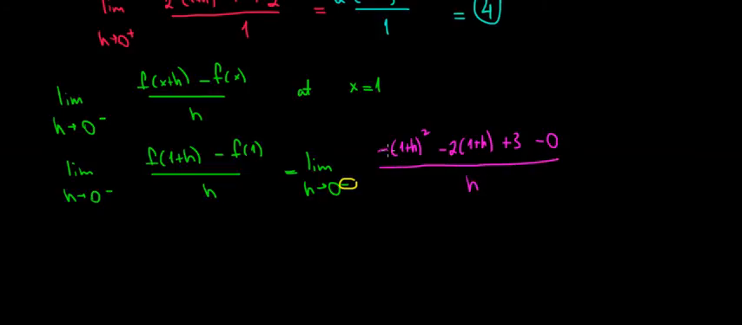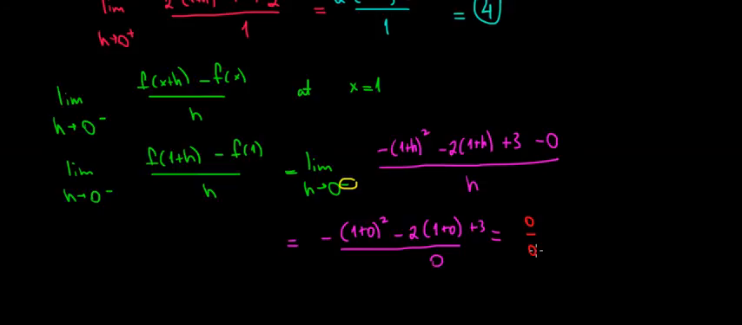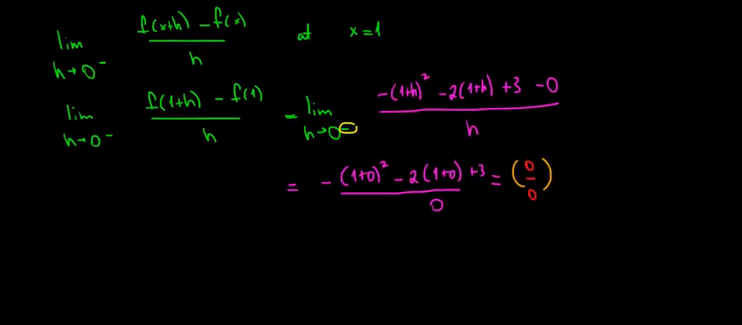So let's substitute 0 into h and see what we get. We would have minus 1 plus 0 squared minus 2 times 1 plus 0 plus 3 divided by 0, and that's equal to minus 1 minus 2 plus 3, that's 0 over 0, and again undefined. So the same pattern, if that's undefined we have to L'Hopital it. So let's L'Hopital it. The limit of h approaching 0 from below.